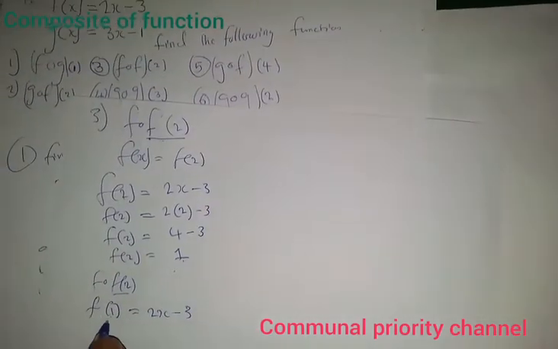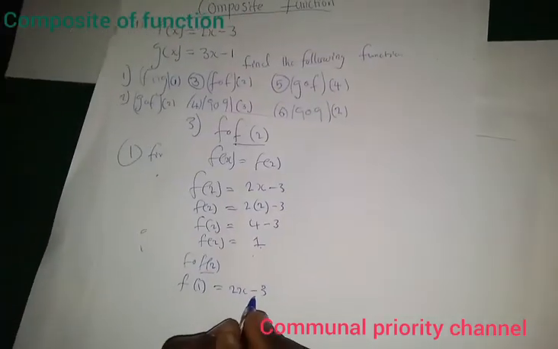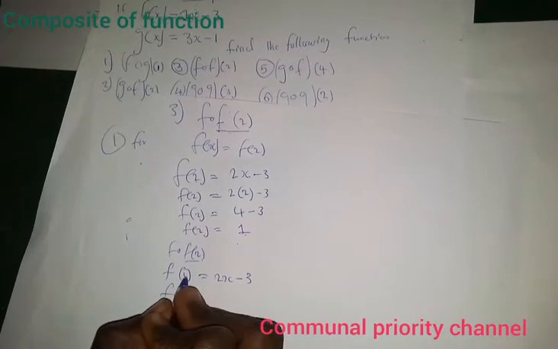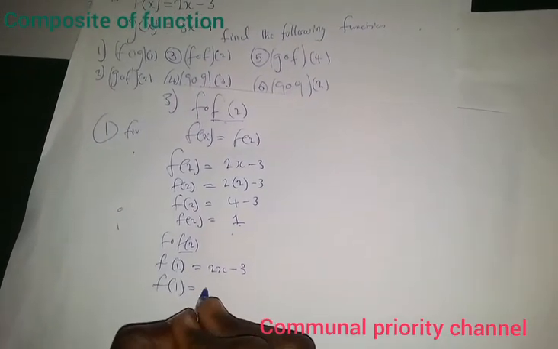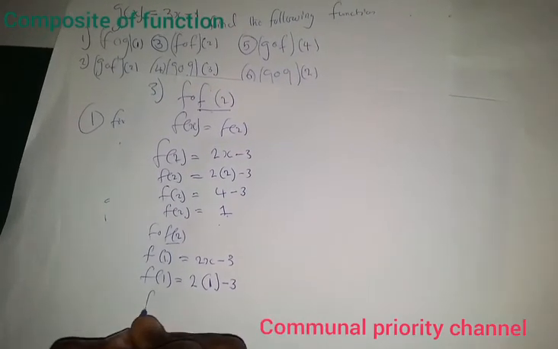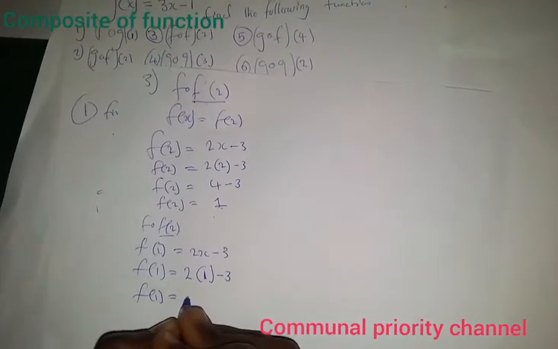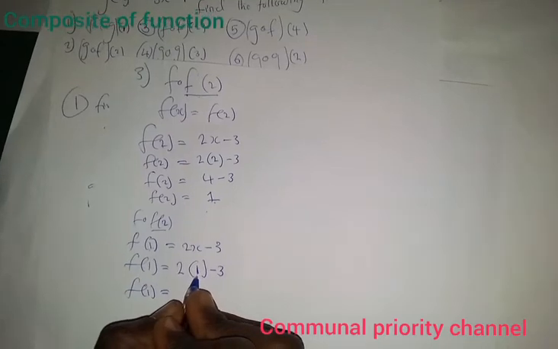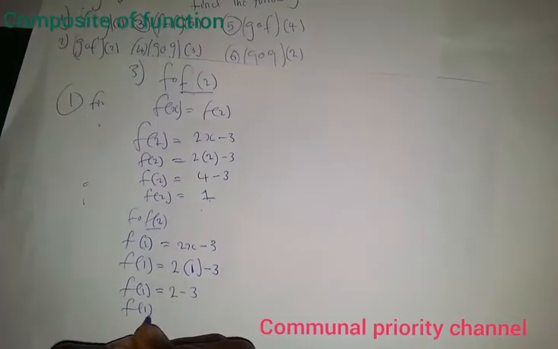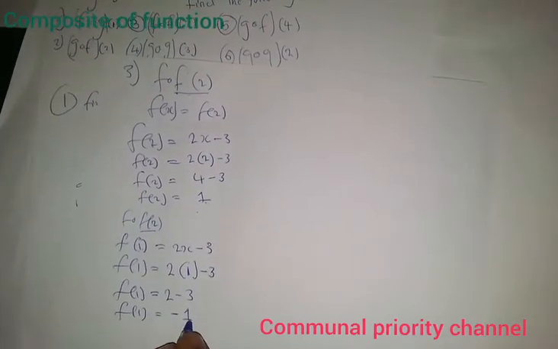So we say our f of 1 is equal to 2x minus 3. Now our f of 1 will be equal to, anywhere we have x, we are replacing it with what? With 1. Therefore, we have 2 open bracket 1 close bracket minus 3. Therefore, f of 1 is equal to 2 times 1, which is 2, minus 3, so our f of 1 is equal to minus 1.